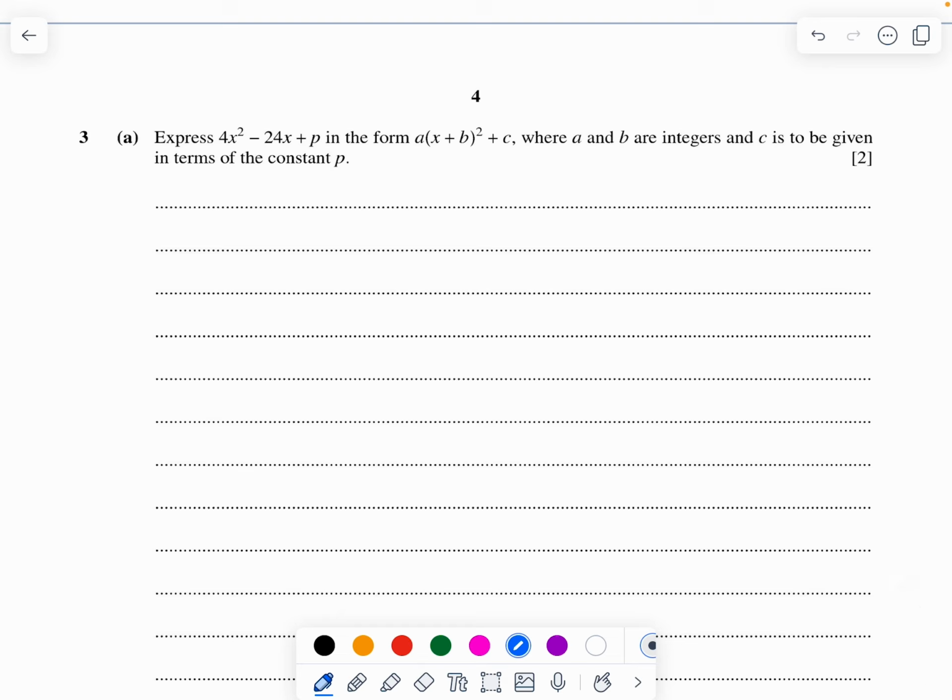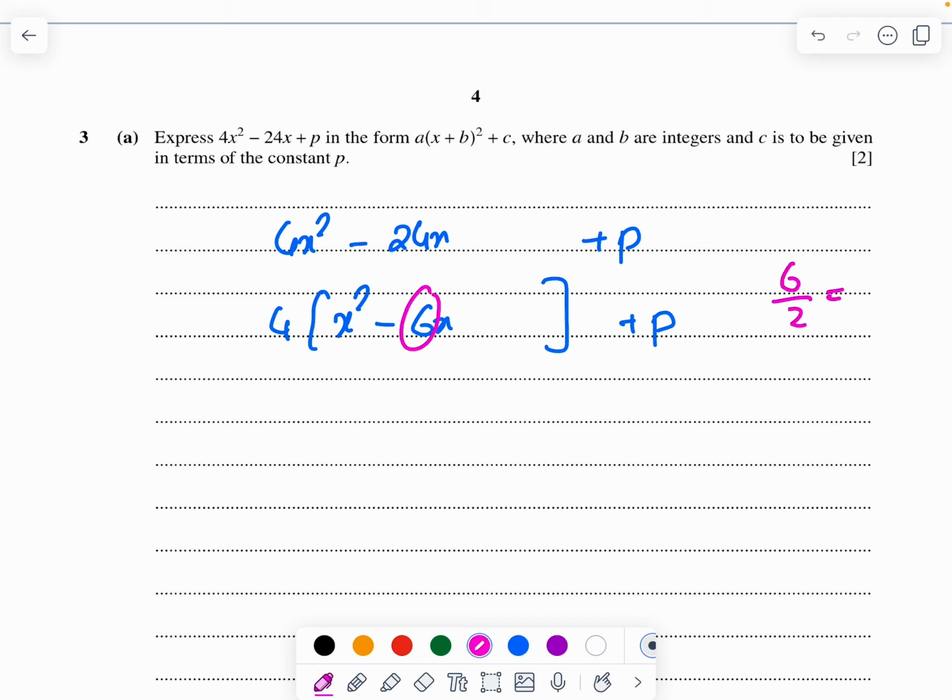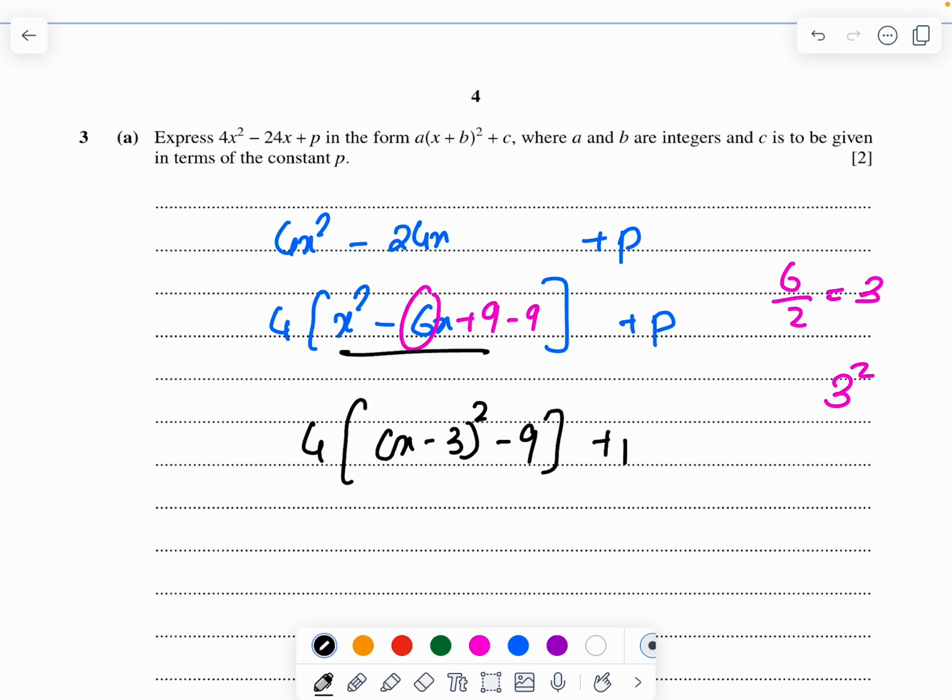Now in the third question, it says to express this in the completing square form: 4x squared minus 24x plus p. So take 4 common: x squared minus 6x plus p. 6 divided by 2 is 3, 3 squared is 9. Add 9, subtract 9. So these three terms will become x minus 3 whole squared minus 9 plus p. Expand it out: 4 times x minus 3 whole squared minus 36 plus p.